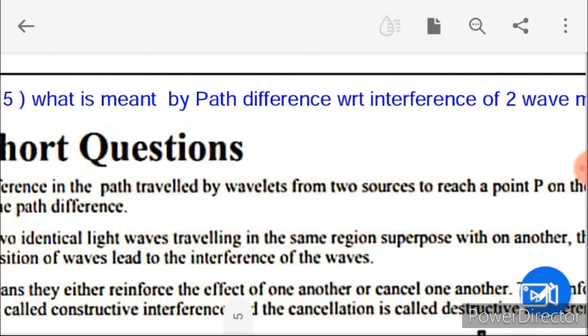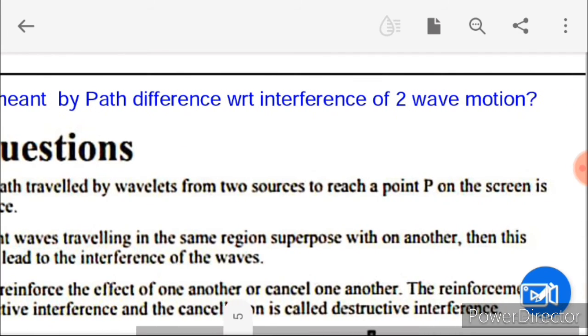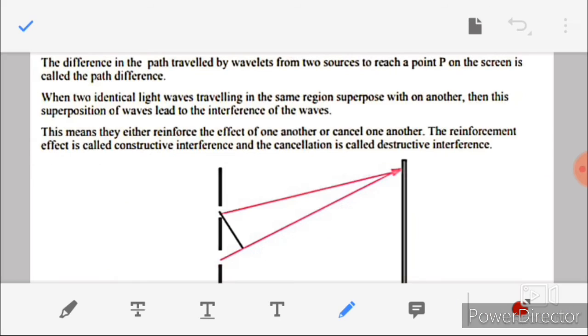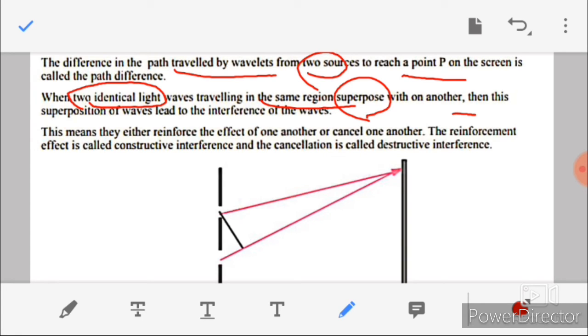Question number 5. What is meant by path difference with reference to interference of two wave motion? Answer: first we have the definition of path difference. The difference in path traveled by wavelets from two sources to reach the point P on the screen. When two identical light waves travel in the same region and superpose with one another, then this superposition of waves leads to the interference of the waves.